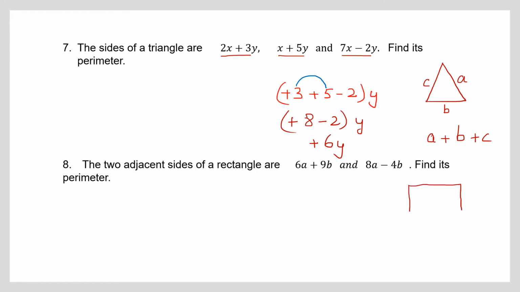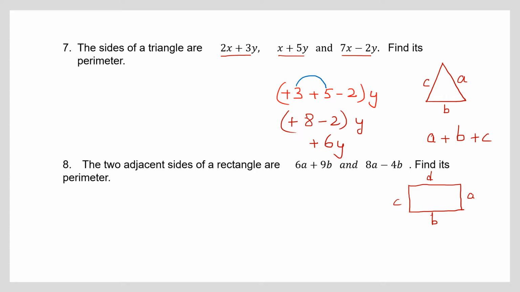And what do we mean when we say adjacent sides? Now if I name these sides as A, B, C and D, A and B are adjacent sides, B and C are adjacent, C and D are adjacent, D and A are adjacent. What are opposite sides? C, A and D, B are opposites.